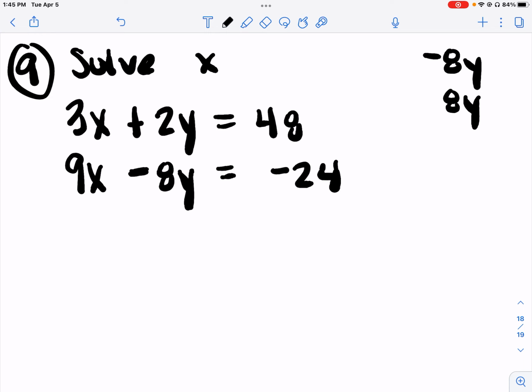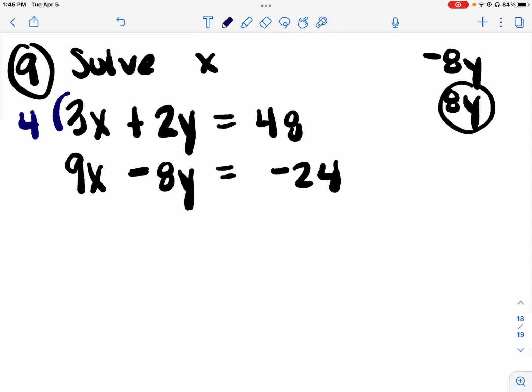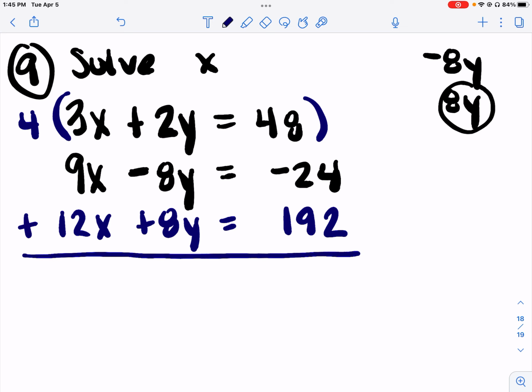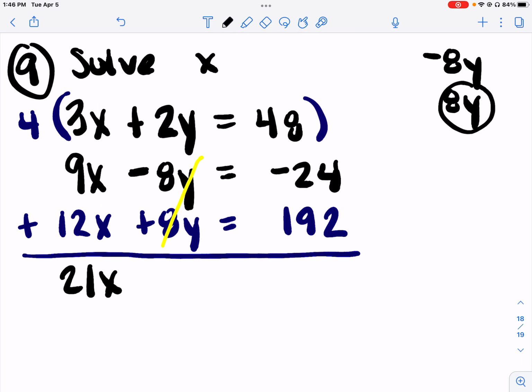Okay, so how can I make 2y equal to 8y? And that's multiplying by 4. I multiply this by 4. 4 times 3x, 4 times 2y, and 4 times 48. Now I'm going to add those two equations together. 9x and 12x. 8y minus 8y cancels, which was the whole point of multiplying by 4.